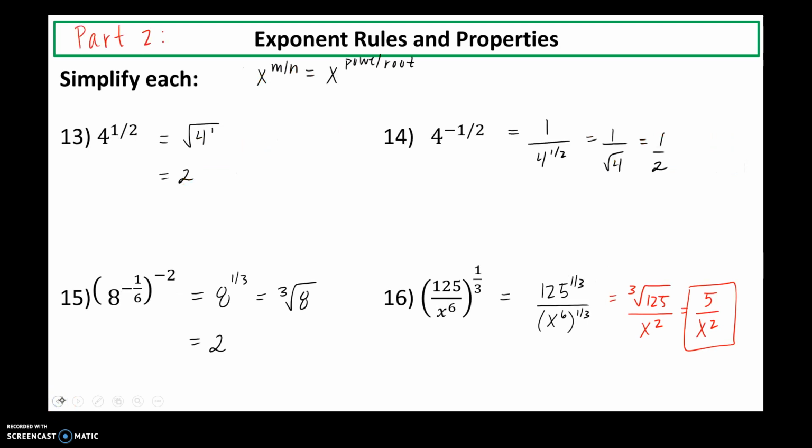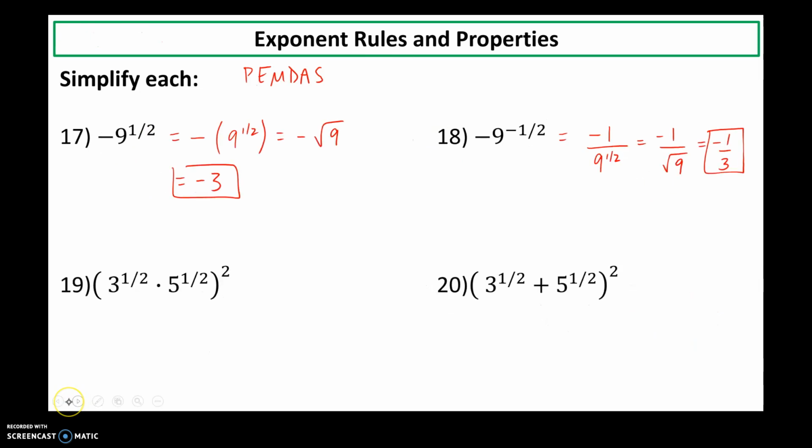So here we go. 4 to the 1/2, 4 to the negative 1/2. These solutions are just inverses of each other. -9 to the 1/2, -9 to the negative 1/2. These answers are just inverses of each other.